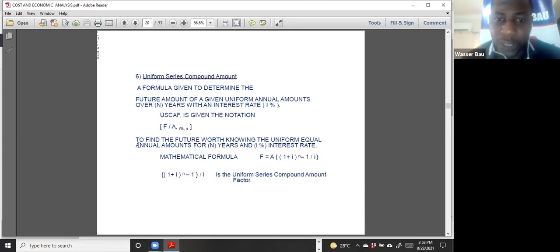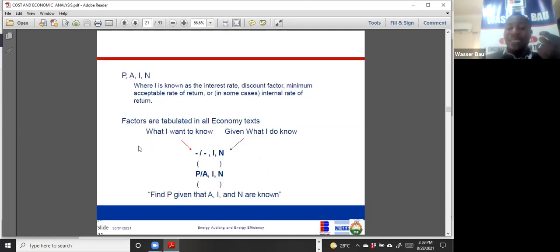There's a sixth one. The sixth one is to find the future worth, knowing the uniform equal annual worth. So in this case, we are trying to find the future worth, knowing the annual worth. 10,000 in the next 5 years: will it be the same thing as 50,000 in 5 years' time? Yes or no? The answer is no. Why? Because of the time value of money. So these are the 6 terms.